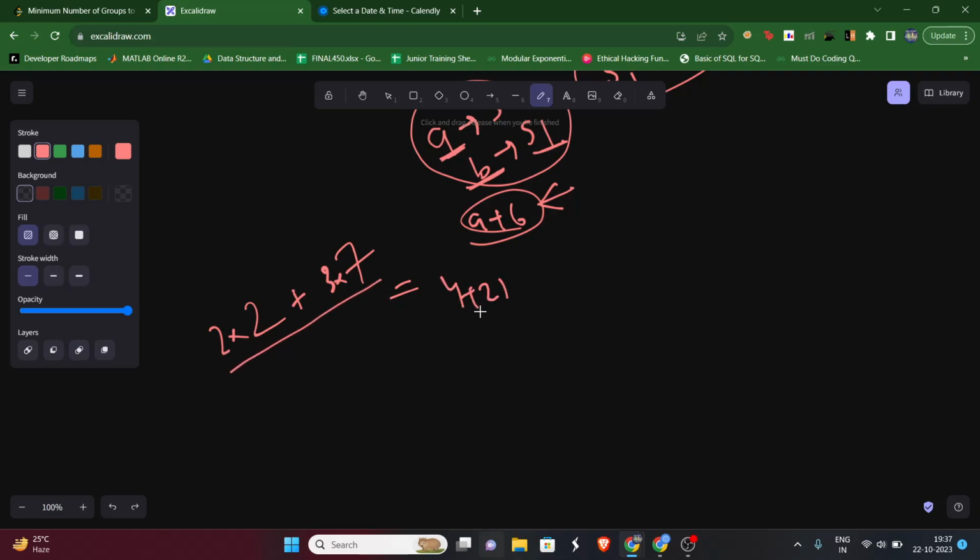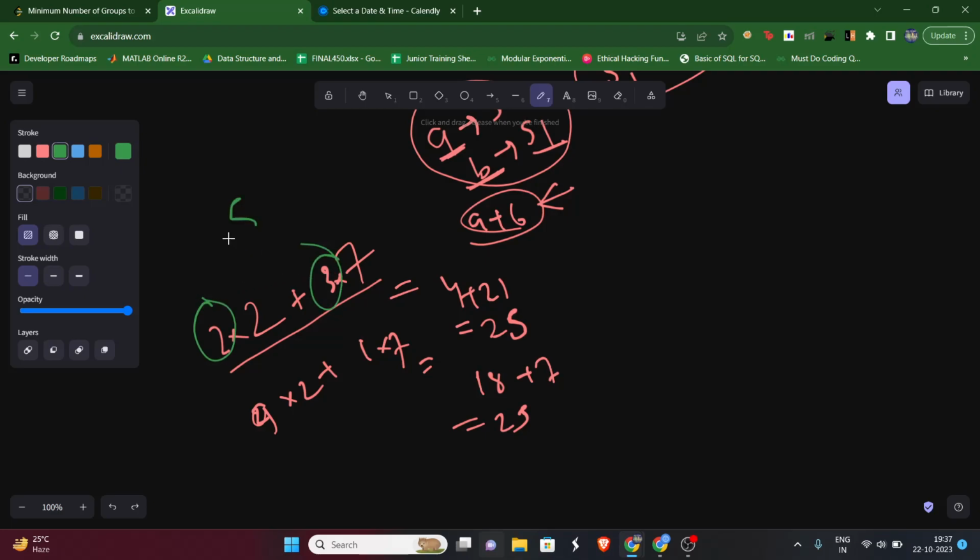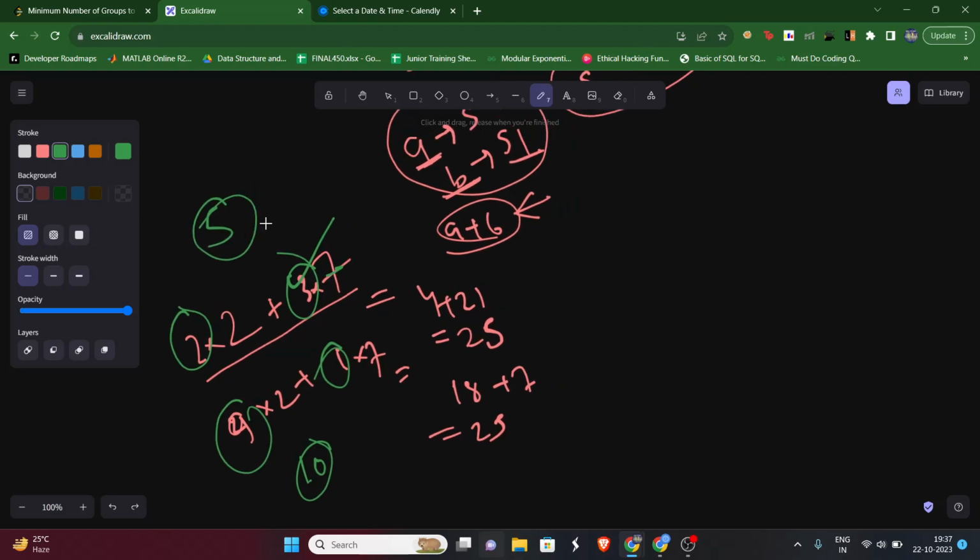4 plus 21, that is 25. But if you put 9 over here and 1 over here, it will be 18 plus 7, that is 25. So the value is the same, but how many groups are we using here? This 2 plus this 3, total 5 groups. Here, 9 plus 1, total 10 groups. So what we realize is, if we have a bigger coefficient in place of the bigger number, the number of groups will be less. That's one condition.